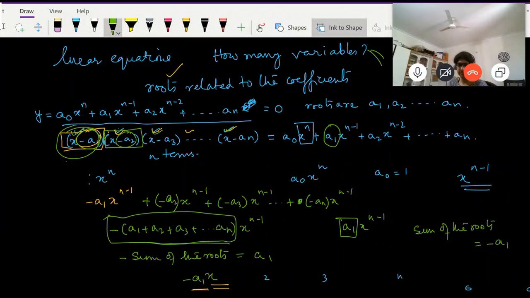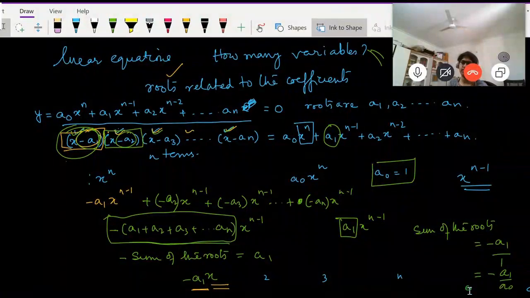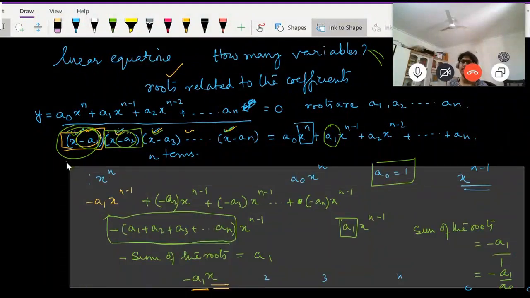Similarly, we can write this as minus a1 by 1, and we have found a0 to be 1, so this will become minus a1 by a0 in general, right? Now, similarly, we can do this for other terms.